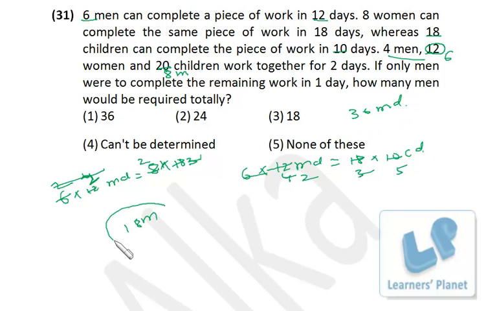Now we are having the workforce of 18 men. But as mentioned over here, the remaining work, if only men have to complete the work in just 1 day, and we are left with 36 man days work, that means 36 men are required, as simple as that, right? Because we have to finish up the work in just a single day, and the work is of 36 man days. That means 36 men are required to finish up the work in 1 day, right?